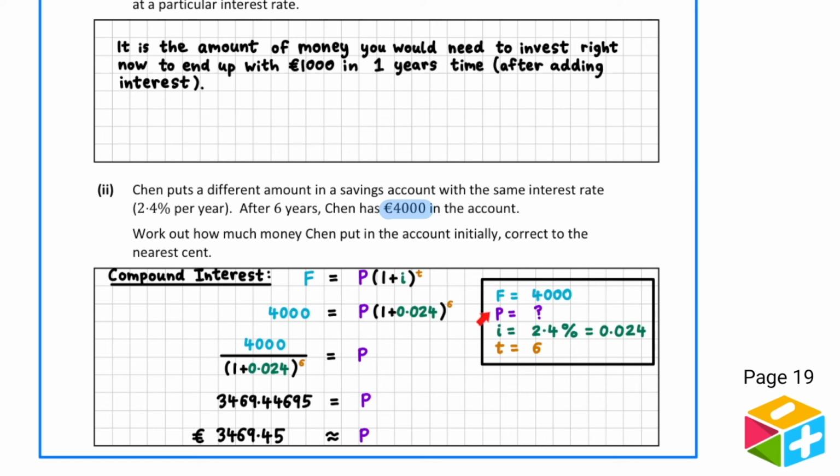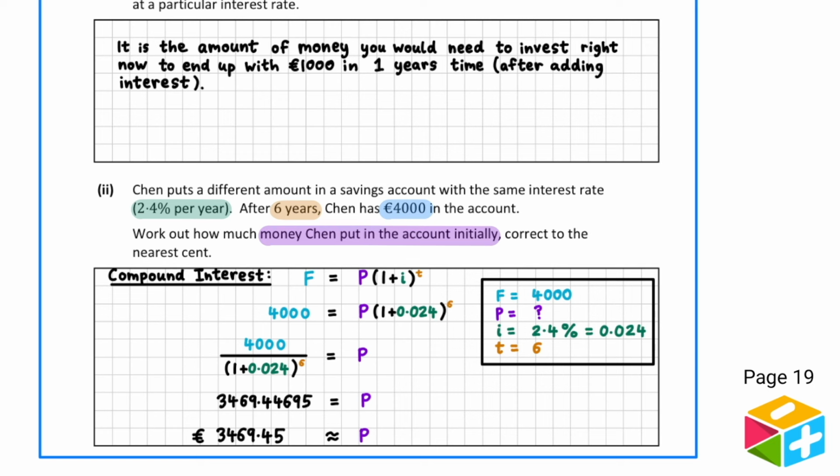P represents the start amount, and this is the quantity we're trying to find. I is the interest rate, which is 2.4%. Written as a decimal, this is 0.024. T represents the time period, and since Chen's money is invested for 6 years, we'll have T equal to 6. Let's go ahead and sub these values into the formula.